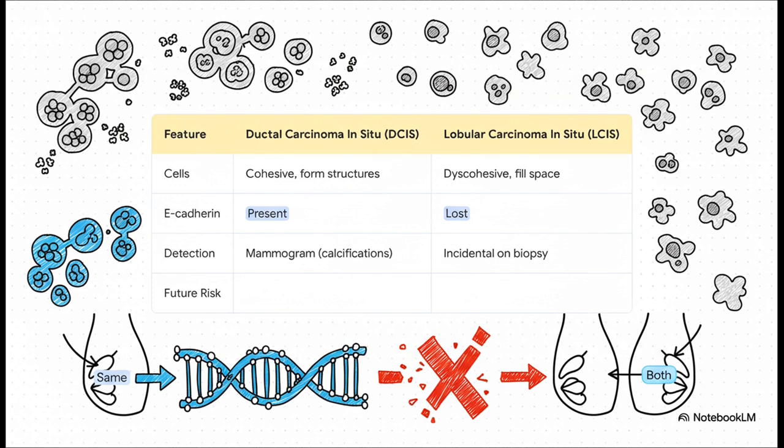Now look at LCIS. Totally different story. The cells are discohesive. They don't stick together. Why? Because they have lost their E-cadherin. This is the single most important difference. Because they're loose, they don't form structures. They don't calcify. So we usually just find them by accident on a biopsy. And the risk? The risk is for invasive cancer in both breasts.